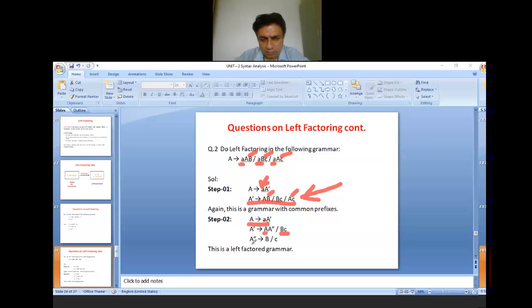Now A double dash contains what is uncommon in both the productions. Here you can see the uncommon parts are, first b, and in the second one c. So these are uncommon. This is the final left factored grammar. Basically I can write it once again. A dash gives ab oblique ac.